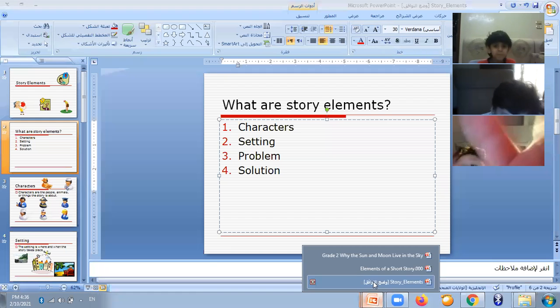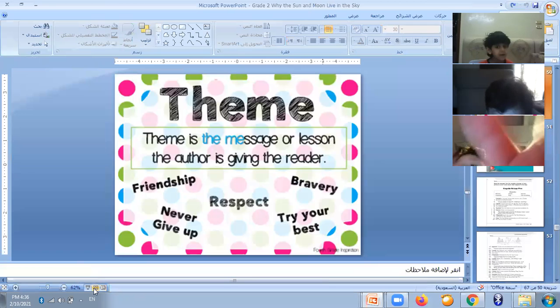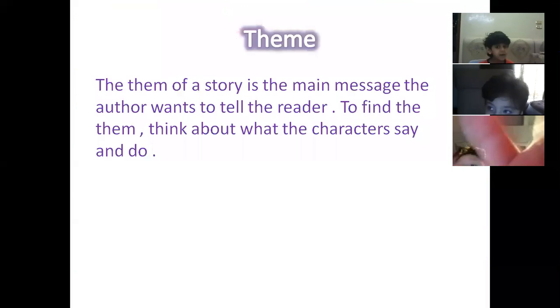Now we will talk about the theme of the story. The theme of the story is very important. What's the meaning of theme in the beginning? The theme is the message or the moral of the story.